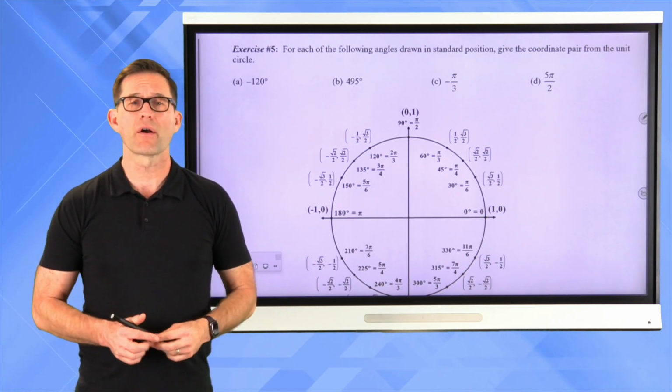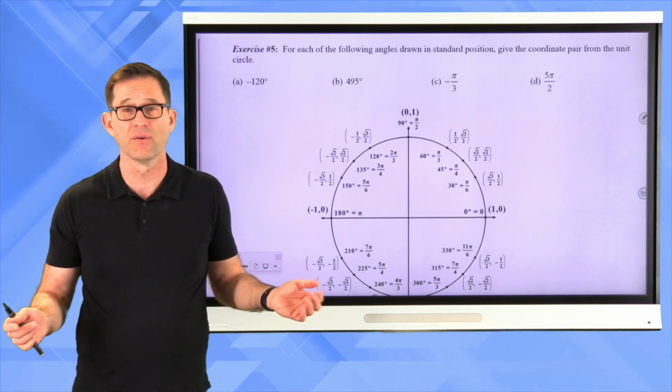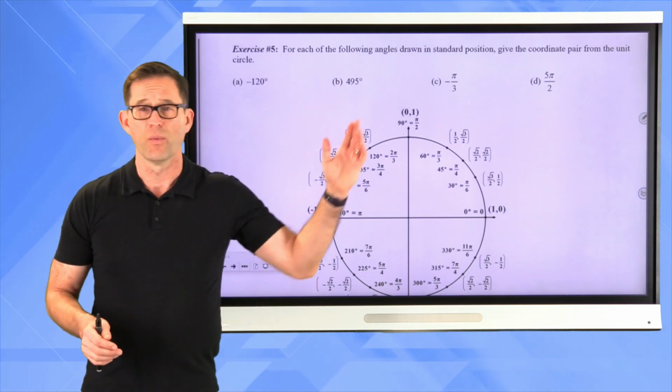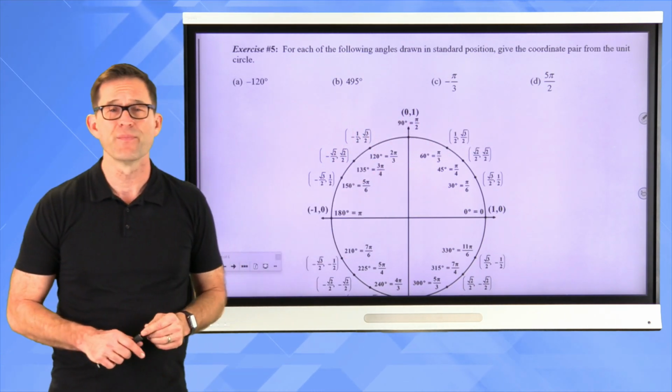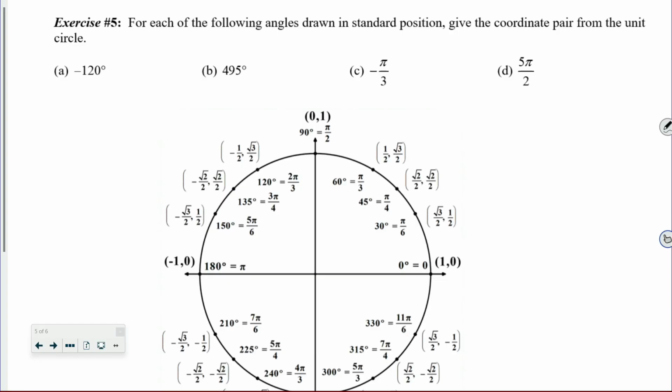But as we saw in our first lesson in this unit, we can have other angles. We can have angles that are negative. We can have angles that are bigger than 360. We can have other angles in radians. So let's take a look at exercise number 5. For each of the following angles drawn in standard position, give the coordinate pair from the unit circle.